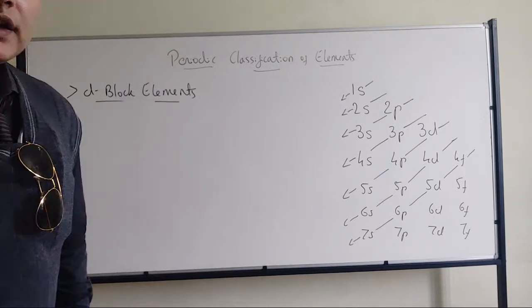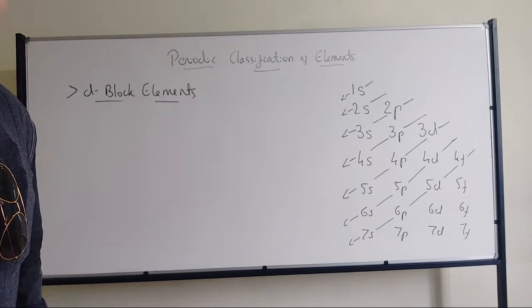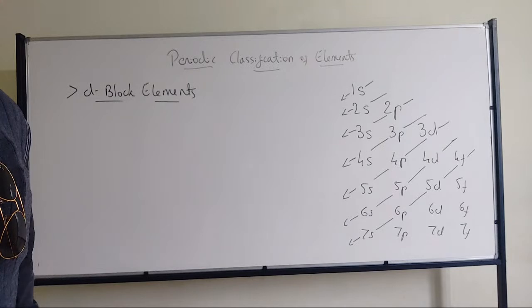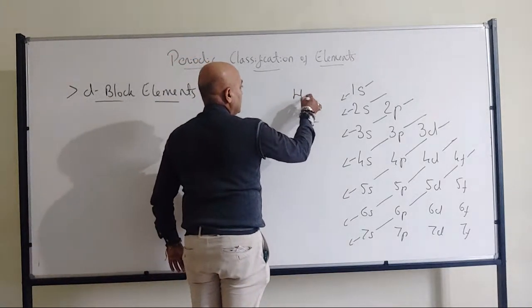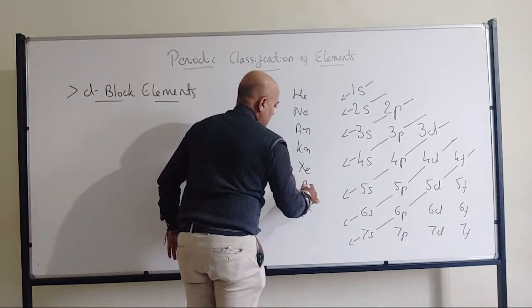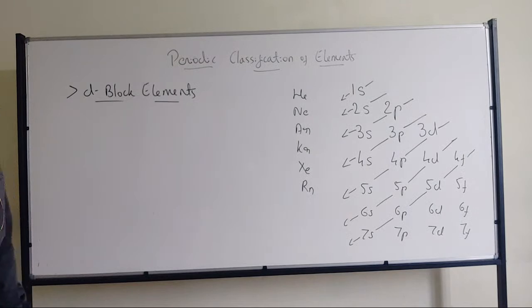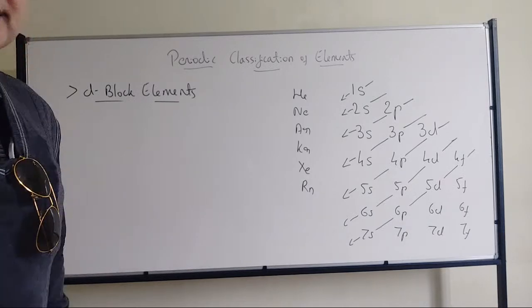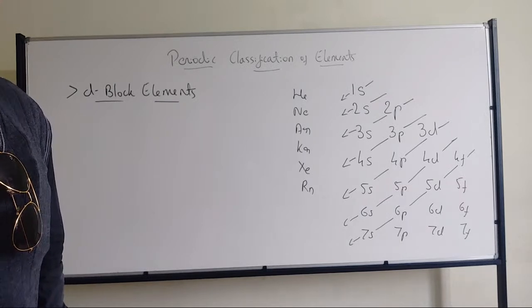When I am talking about electronic configuration, another thing we should know is the arrangement of the inert gases. That's where we have helium, neon, argon, krypton, xenon, and radon. We should even know the atomic numbers of these inert gases. They belong to group 18.